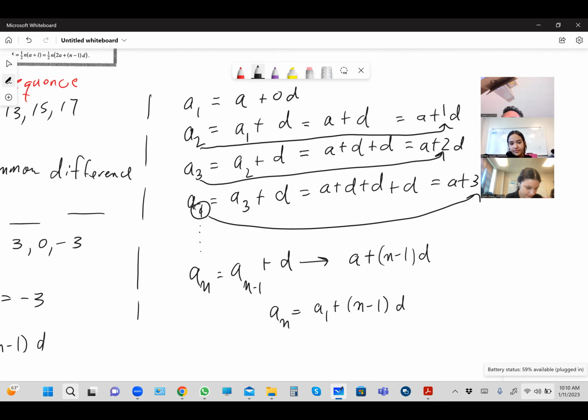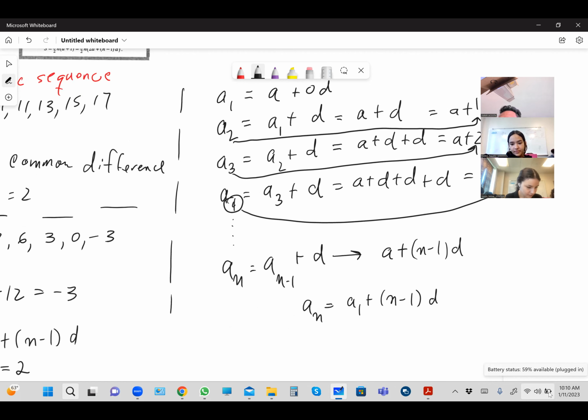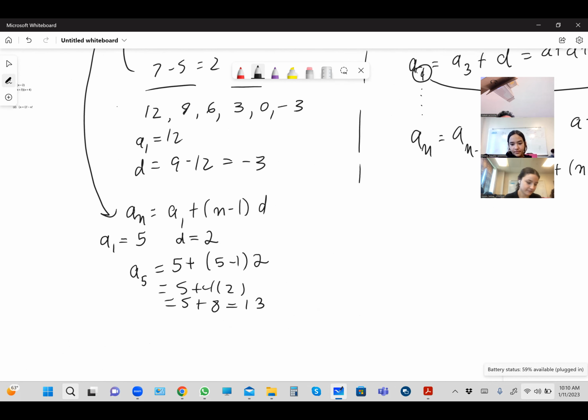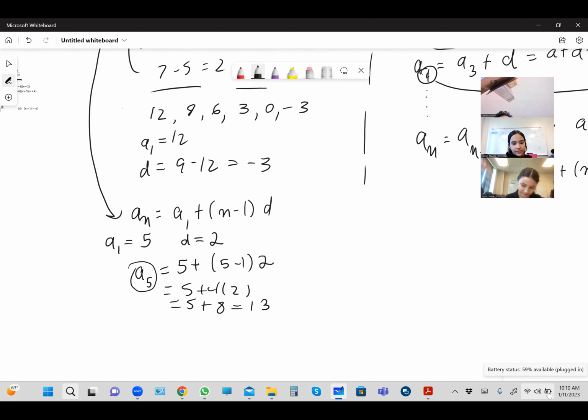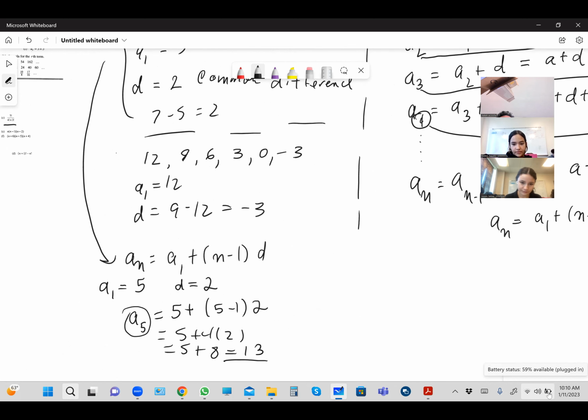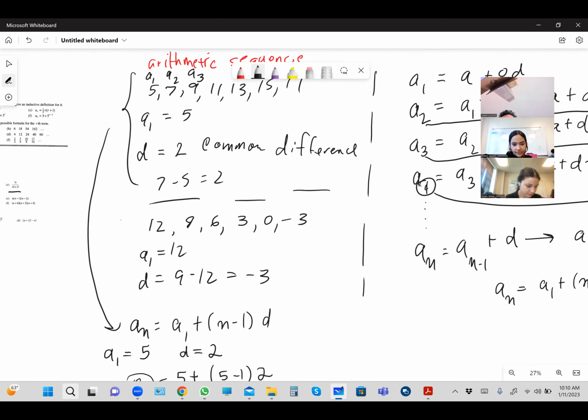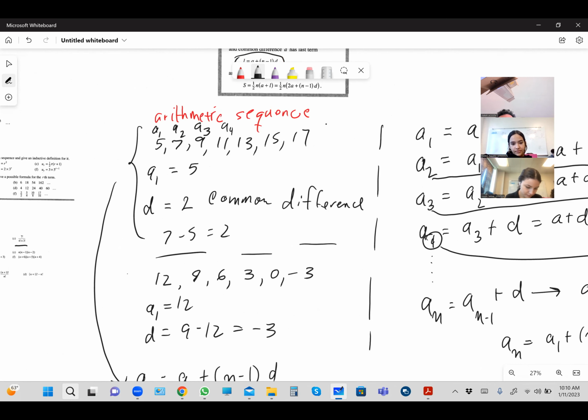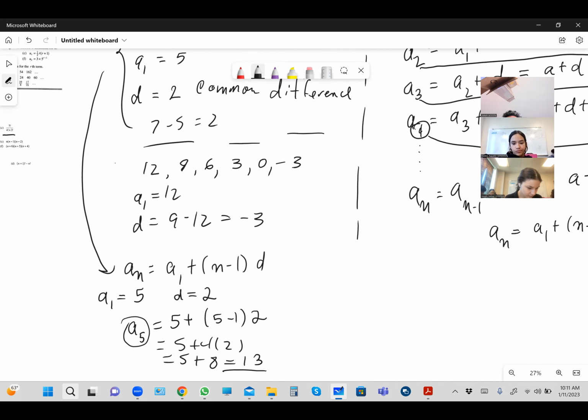Are we good with this, guys? Okay, so you see when I did it here, A sub 5 came out to 13. Then when we saw here, you can figure out what term you're going to get if you know the common difference and you know the first term, because you can use that formula.